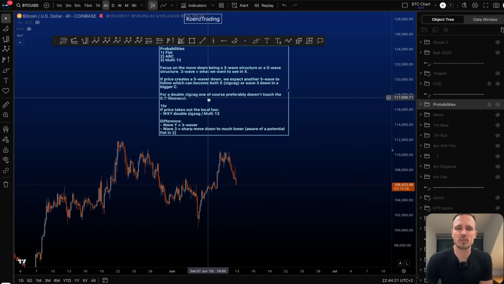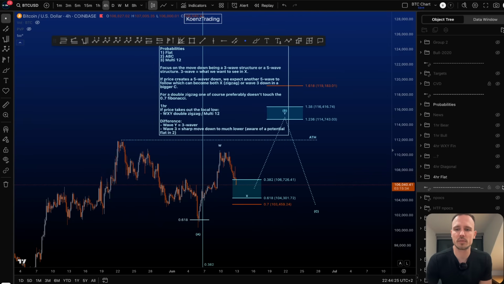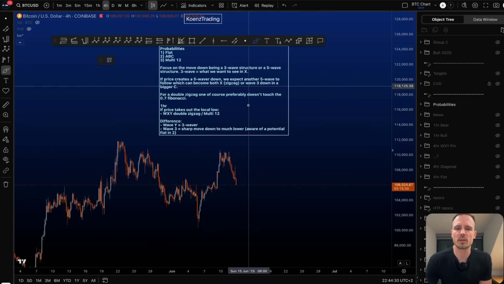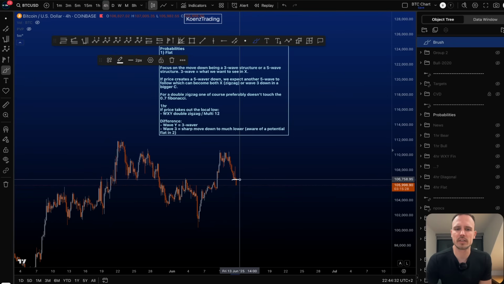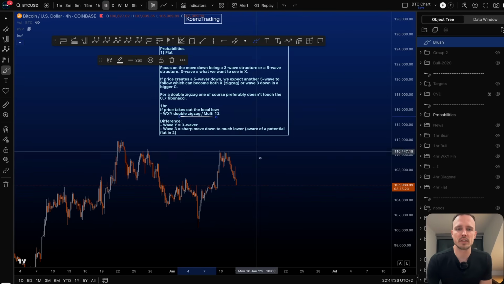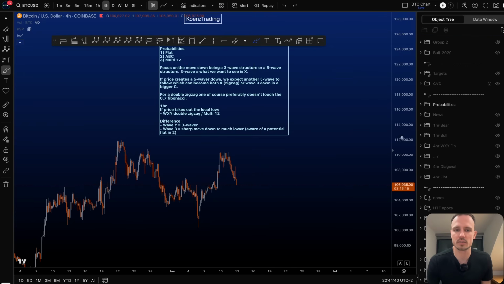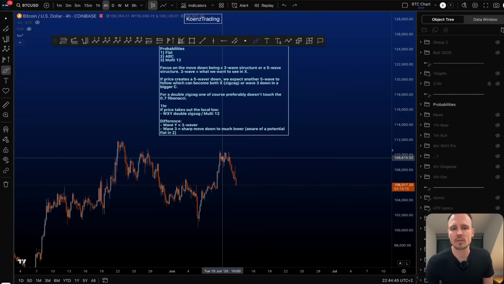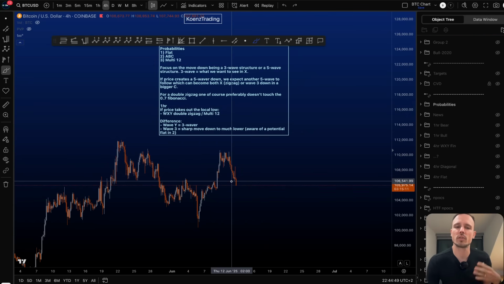For a double zigzag, one of course preferably does not touch the 0.7 Fibonacci at 103.4K. And on the 1 hour time frame, if price took out the low, I wrote this before, by the way, this low was taken, so obviously now the low is taken. But if the low is taken, look for a double zigzag or a multi-1-2, which is what I covered in the video. I just updated the scenarios before recording, but forgot to update the little bit of text here. So the WXY or the multi-1-2, I explained in detail what to look for locally.